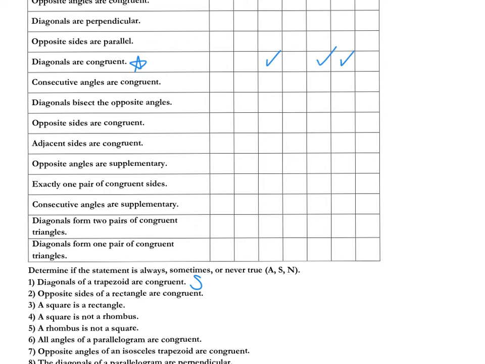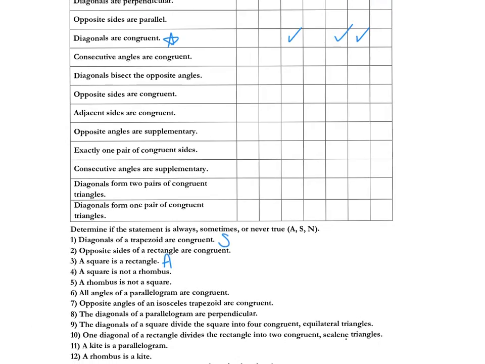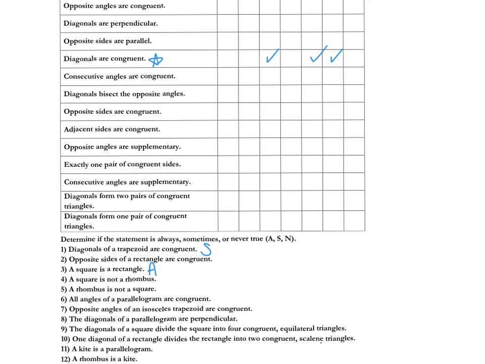Okay, let's take a look at number 3. So a square is a rectangle. If you go back to your chart, always a rectangle. So a square is always a rectangle. Okay. Let's do one more with the chart, and then, like I said, I'm going to have you guys fill in the rest of this information on your own.